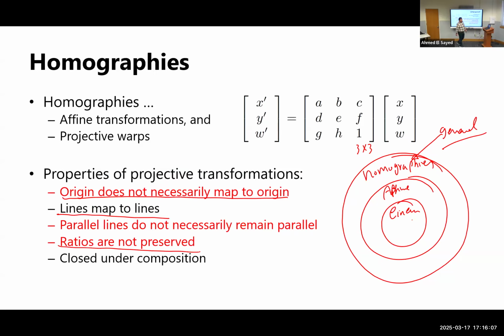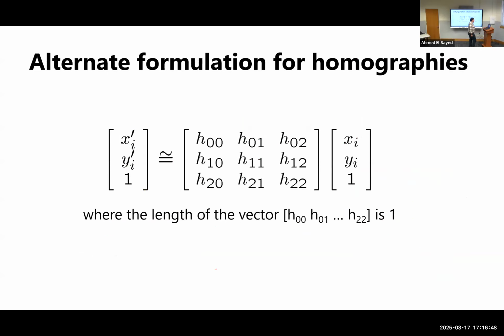Ratios are not preserved because now we have a 3D view. Something may be far and big, but to me it looks small. Something that is closer and small will look big. So the ratios will be destroyed. I'm not working on the same plane right now. I'm working in 3D. Okay? So ratios destroyed. It's closed under composition, meaning you apply multiple transformations one after the other and still remain within homographies. Okay.